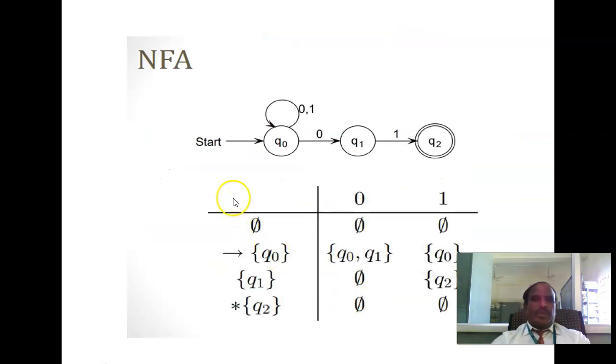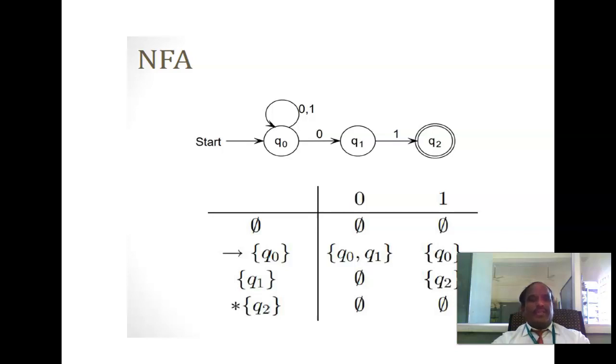So this is the NFA. There are 3 states, Q0, Q1 and Q2. 2 corresponding inputs are there, 0 and 1. So here the first input 0 goes to Q0. The same input 0 goes to Q1. So there is a characteristic of the NFA: the same input symbol goes to more than one state.